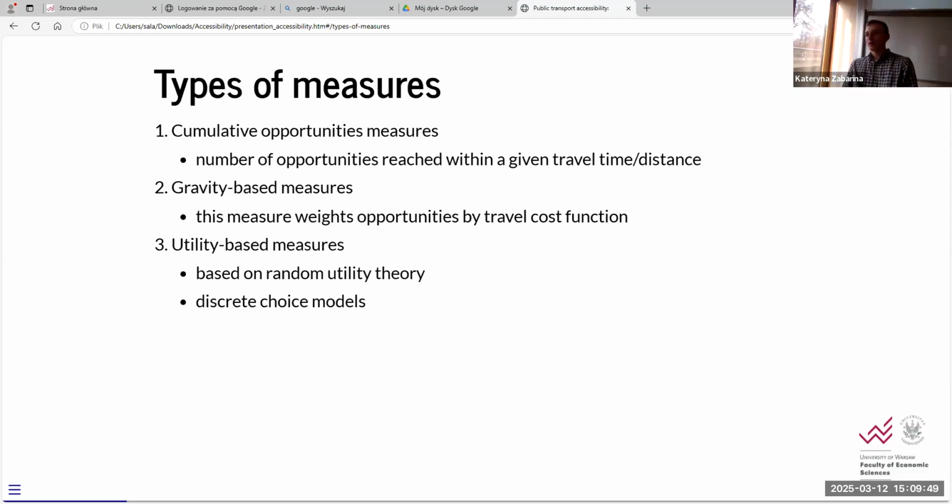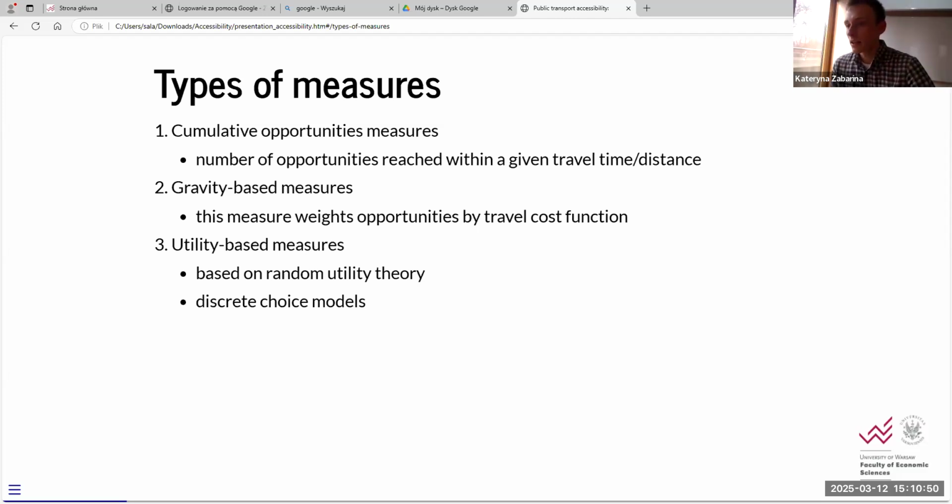The second one, more advanced, I would say, is gravity-based measures, and this measure weights opportunities by travel cost function. So we don't have a cutoff point of, for example, 15 minutes, but we take into account that our willingness to travel declines towards zero with time or distance. And the third one, utility-based measures. In fact, I don't know a lot about them, but they are based on random utility theories or some models of discrete choice. So why do we choose this certain shop, school, or not something else?